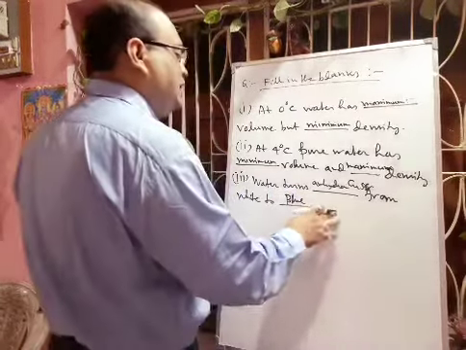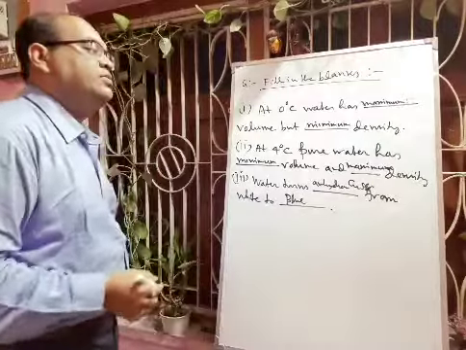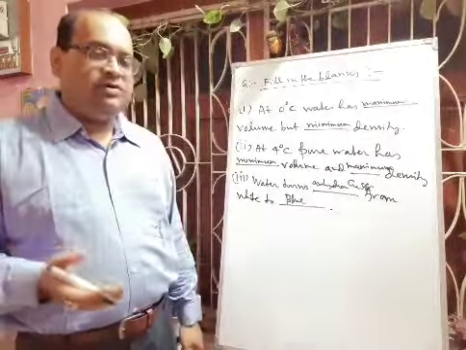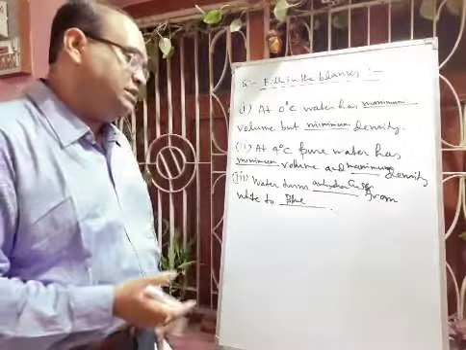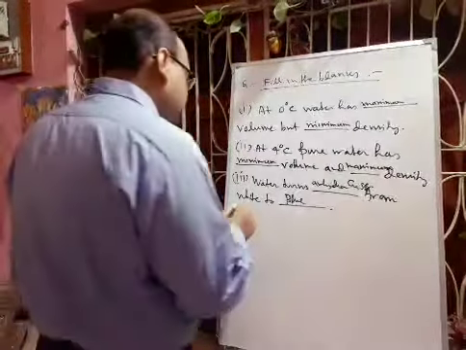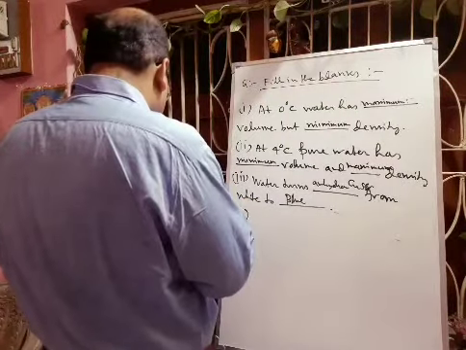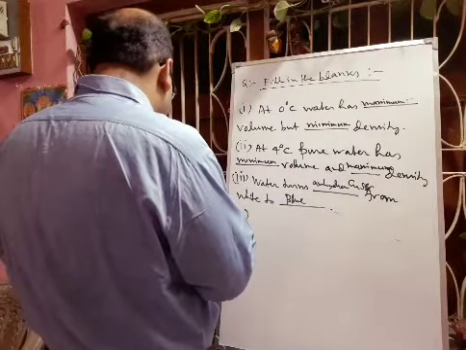Whenever you add water to this CuSO4, that means anhydrous copper sulfate, it will turn into CuSO4.5H2O. That is called blue vitriol. That is blue in color. So this type of question is also important. Next, fill in the blanks.